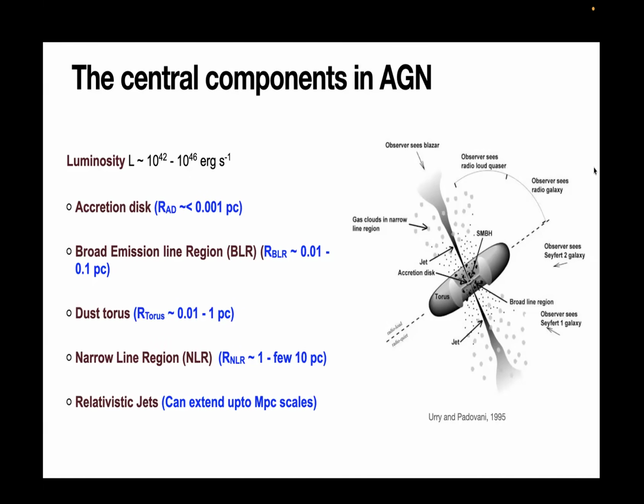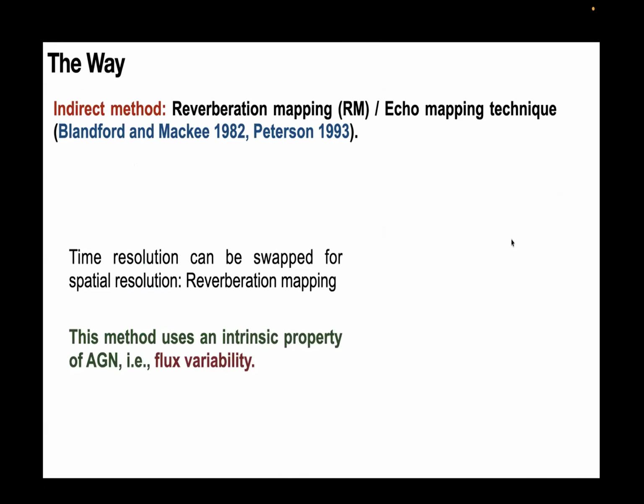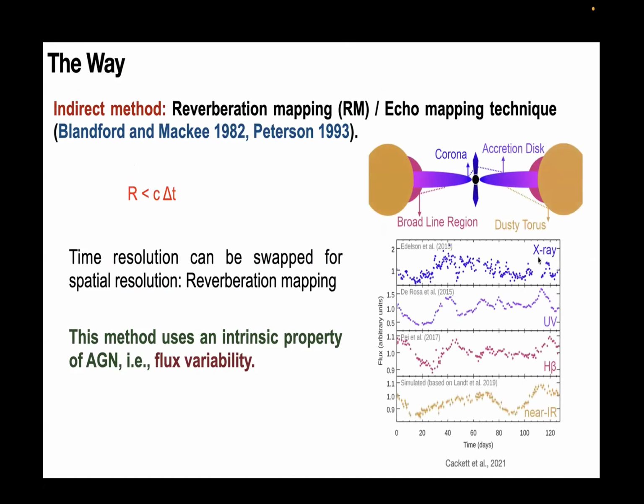It is difficult to resolve these regions using any current imaging technique, but there is an indirect way to probe them, known as the reverberation mapping or echo mapping technique, where time resolution is sought for spatial resolution. This method uses an intrinsic property of AGN, that is, the flux variability. Emissions at different wavelengths come from different parts of the AGN: the X-ray continuum predominantly from the corona, and the UV continuum from the accretion disk. The H beta emission line and the NIR continuum come from the BLR and the torus respectively.